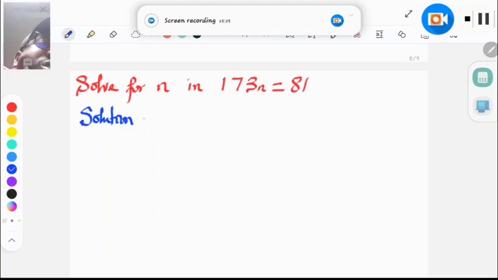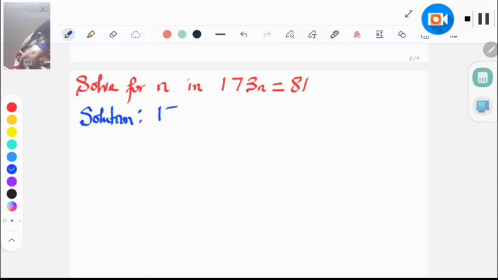Okay, final question we are looking at today. We've been given 173 in base n equals 81. So obviously 81 is in base 10. So if we're going to solve this, we have to convert the left hand side to base 10.